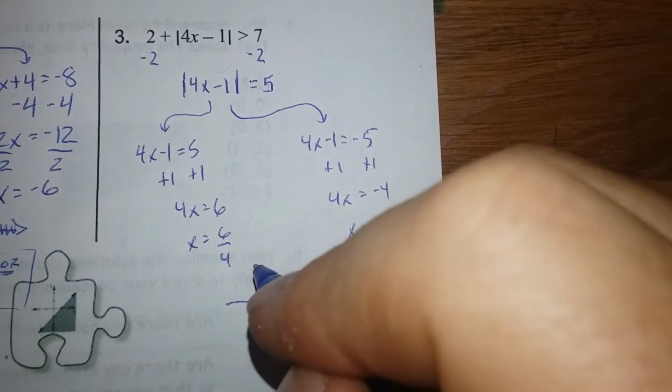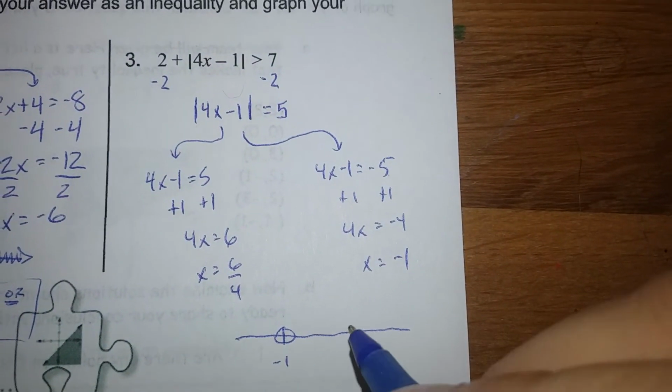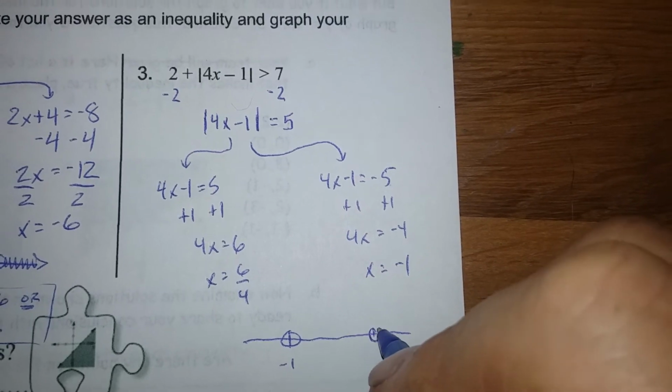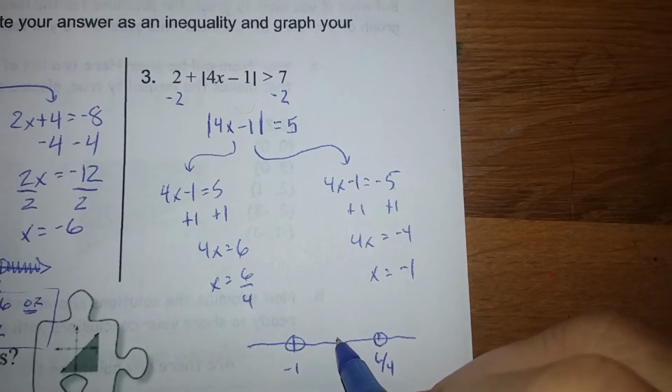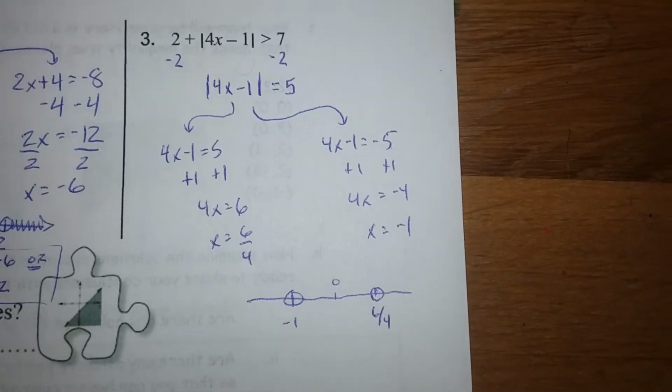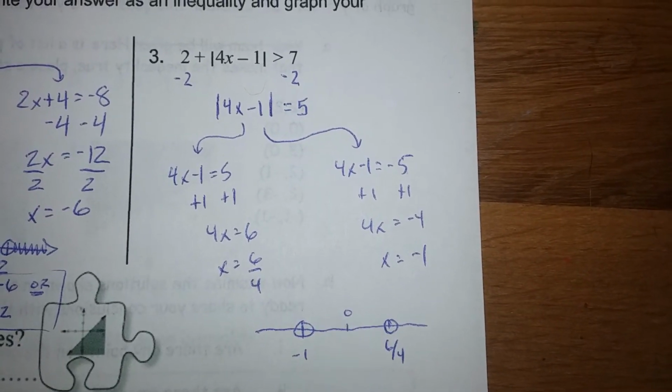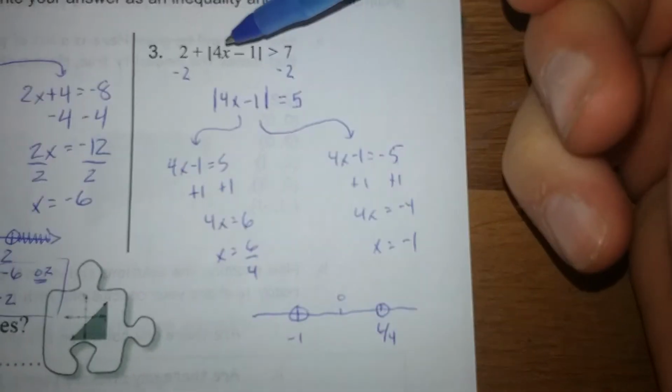And I'm going to use an open circle, and I'm going to put 6/4, open circle. I know that 0 is somewhere in between here. I don't know exactly where, but it's somewhere in between. I'm going to test 0. Let's see if 0 works.